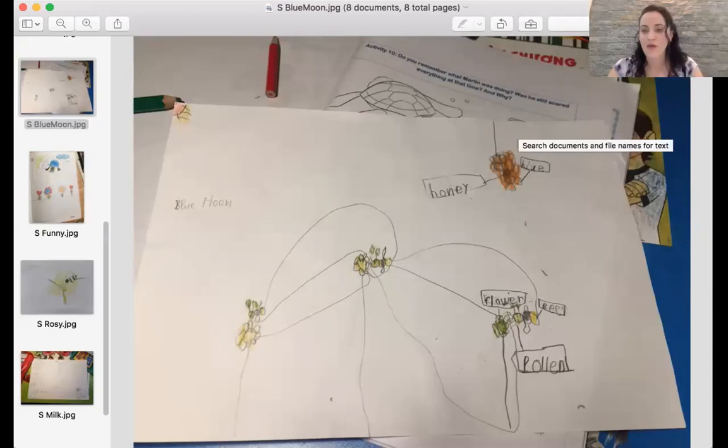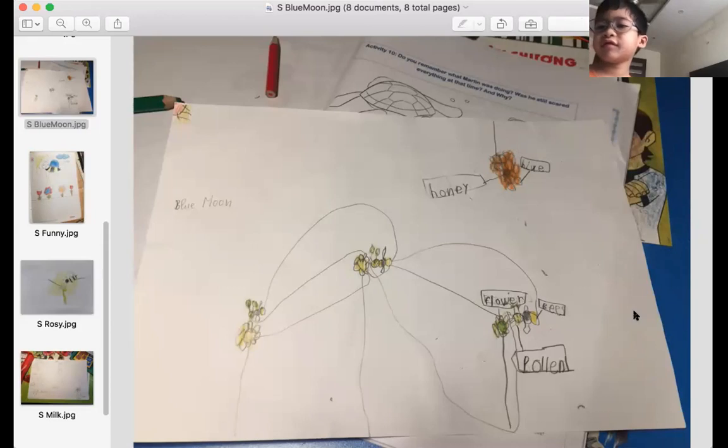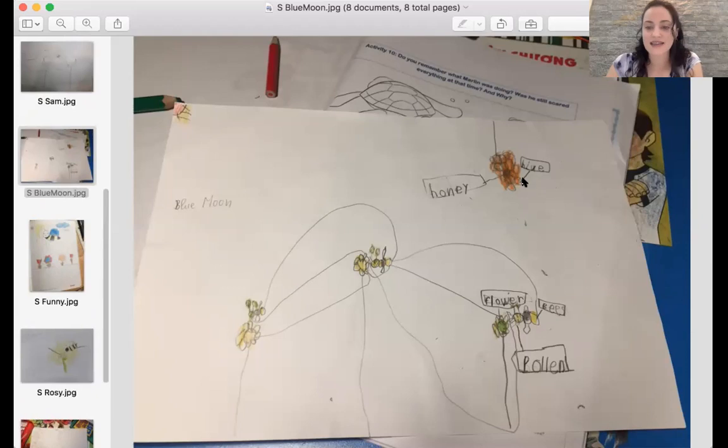Could you explain what you drew, Blue Moon? I draw a bee. Mm-hmm. What else is in your picture? A hat. A honey. Very good. So how does the bee help the flower, and what does it do with the hive? No. That's okay. All right, I see that Banana's here.